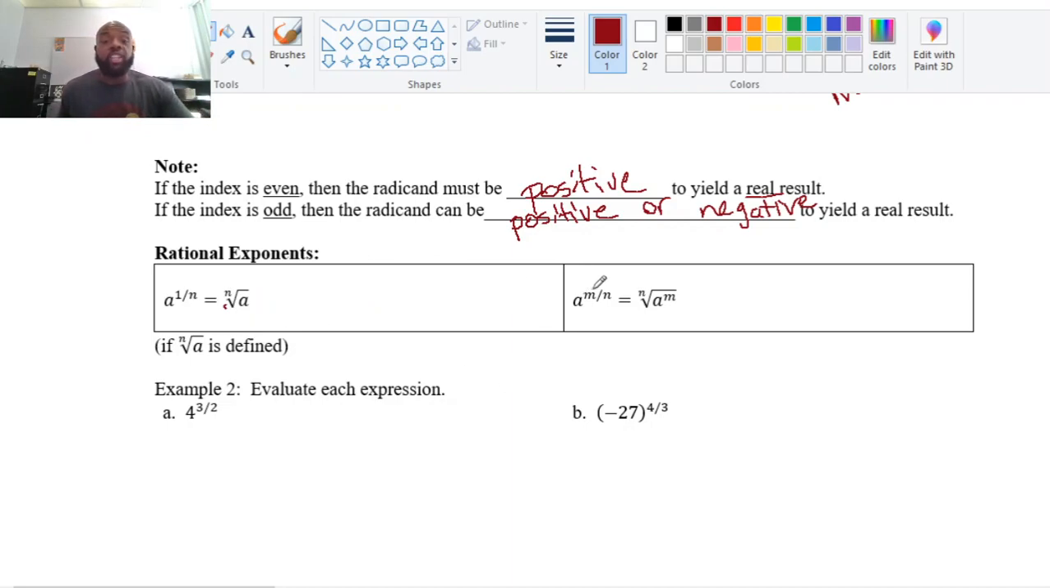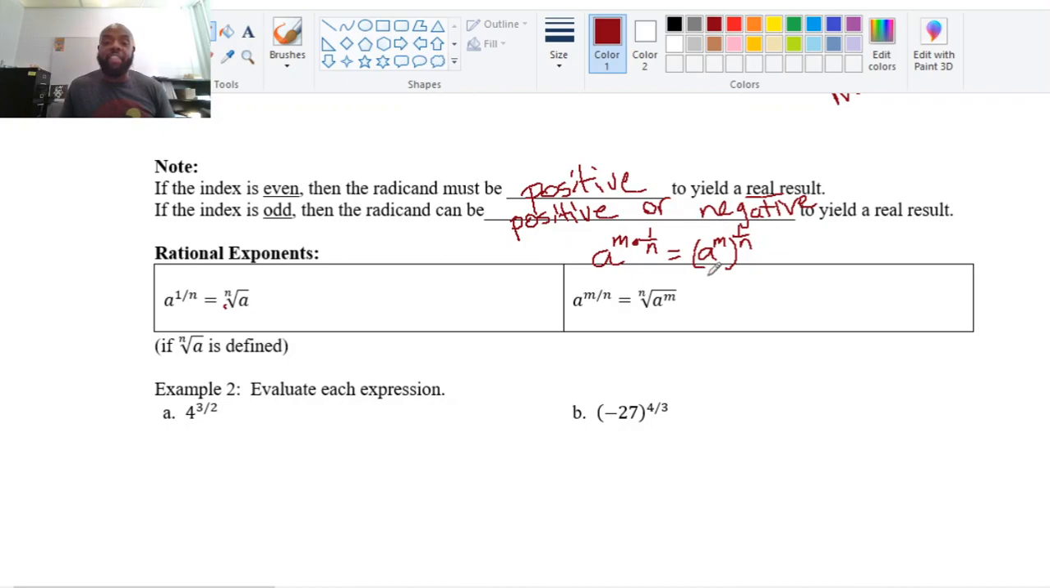Over here, let's say that there's a number other than 1 in the numerator of that exponent. So I have a to the m over n. One of the things that you can do is write this using our power of a power rule from rules of exponents. I can write this as a to the m times 1 over n, and I can kind of unsimplify that and write it as a to the m, all to the 1 over n exponent, right? So I'm kind of unsimplifying a power of a power rule.